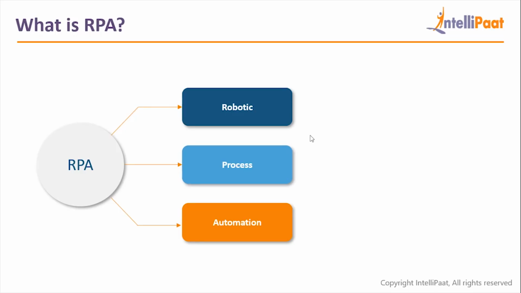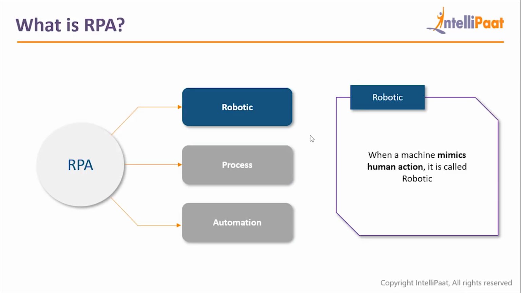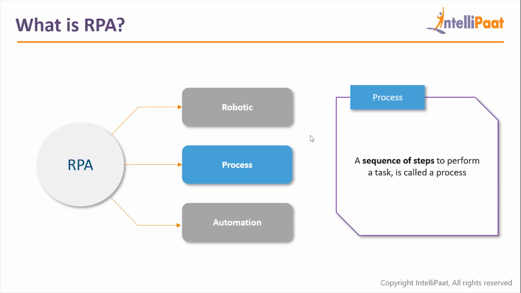Now let's understand all these three words one by one. When we talk about robotic, it basically means when a machine mimics human action, it is called robotic, right? So any machine or any software which is mimicking human actions would be called robotic. The next term is process.